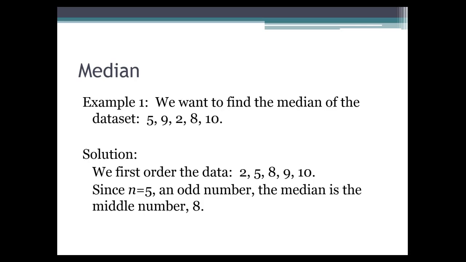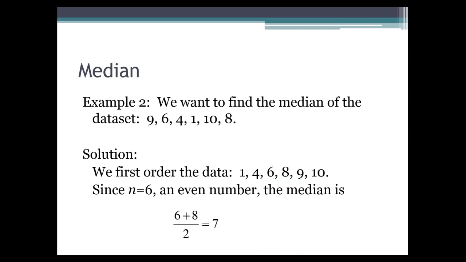For example, here's a data set: 5, 9, 2, 8, 10. We put the data in order. We pick the middle observation, which is 8, and that's the median. Incidentally, there's not really standard notation for the median, the mode, or the mid-range, so we won't get into that. It's just the mean is common enough that it has special notation.